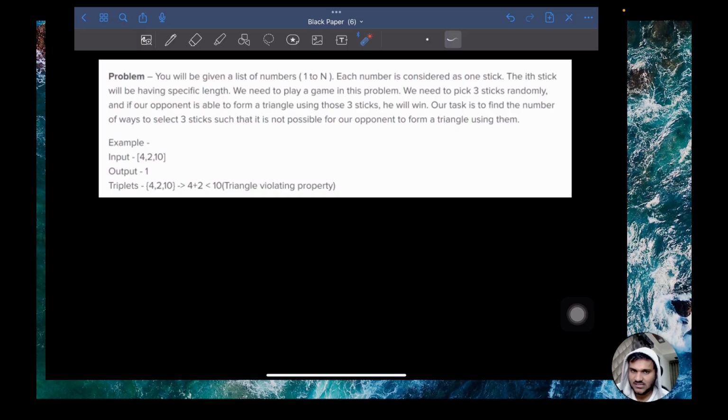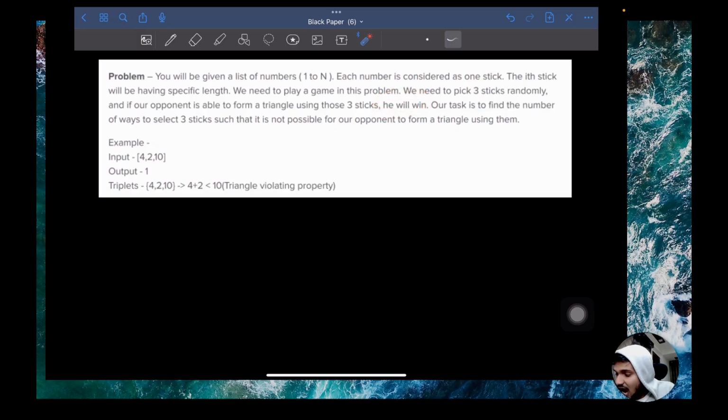So every stick will have some specific length. We need to play a game in this problem. We need to pick 3 sticks randomly, and if our opponent is able to form a triangle using those 3 sticks, he will win. Okay. So we need to find any 3 random sticks. And if the opponent in the game is able to form a triangle with the 3 sticks that we randomly picked, then they will win.